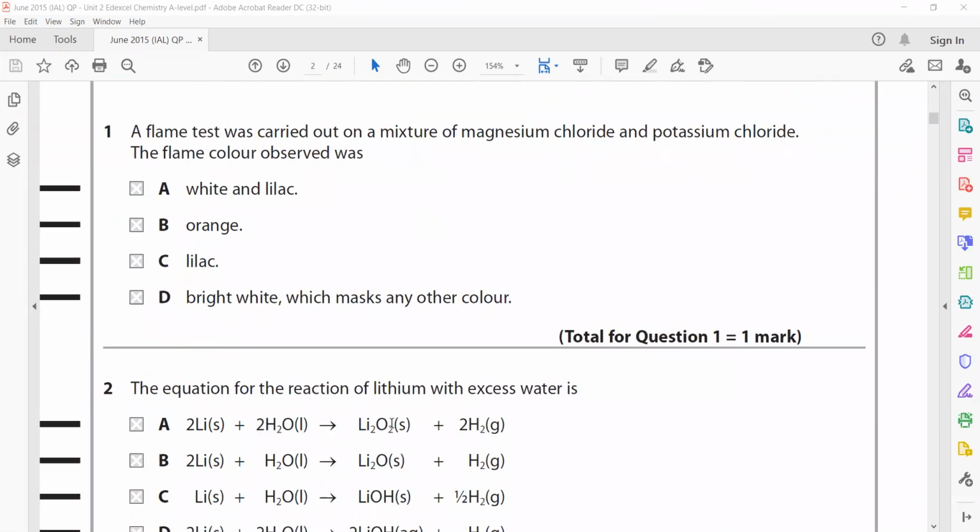In the first question, a flame test was carried out on a mixture of magnesium chloride, which does not give a characteristic flame color, and potassium chloride. Potassium is lilac. So, this one we don't observe any color, this one it will be a lilac. So the combination will be a lilac.